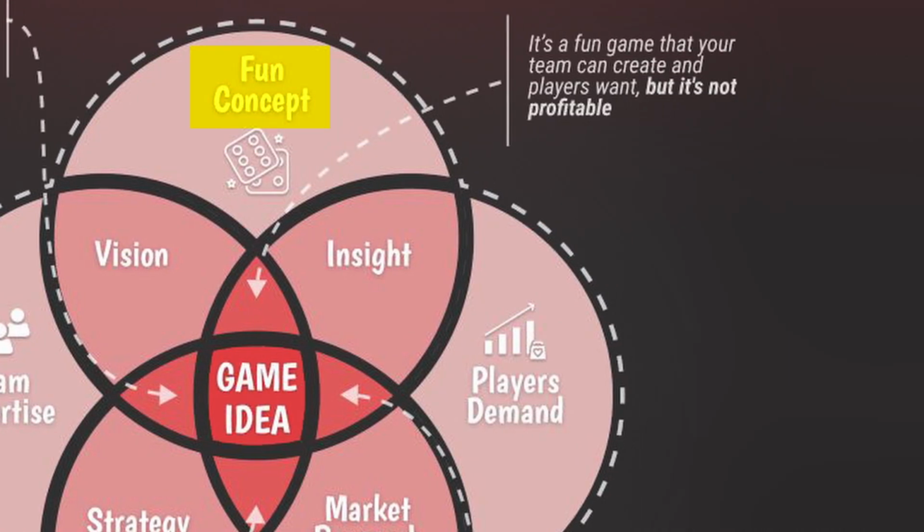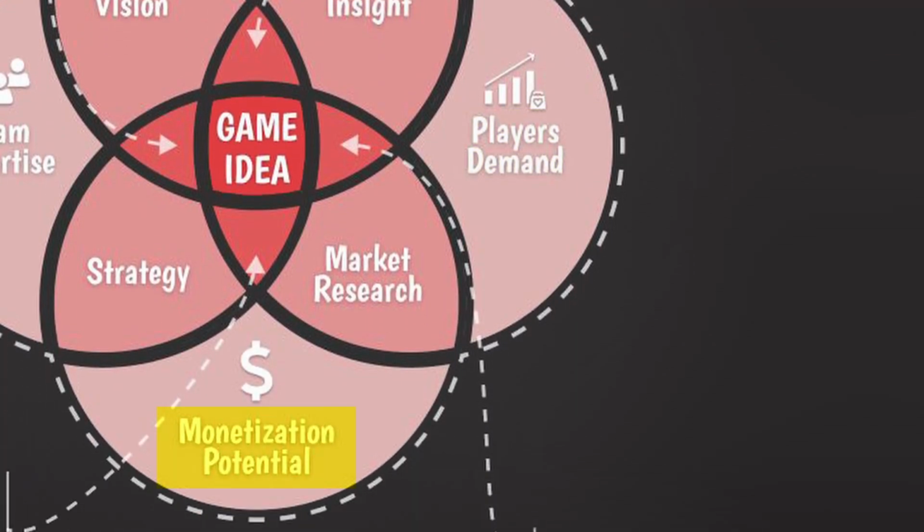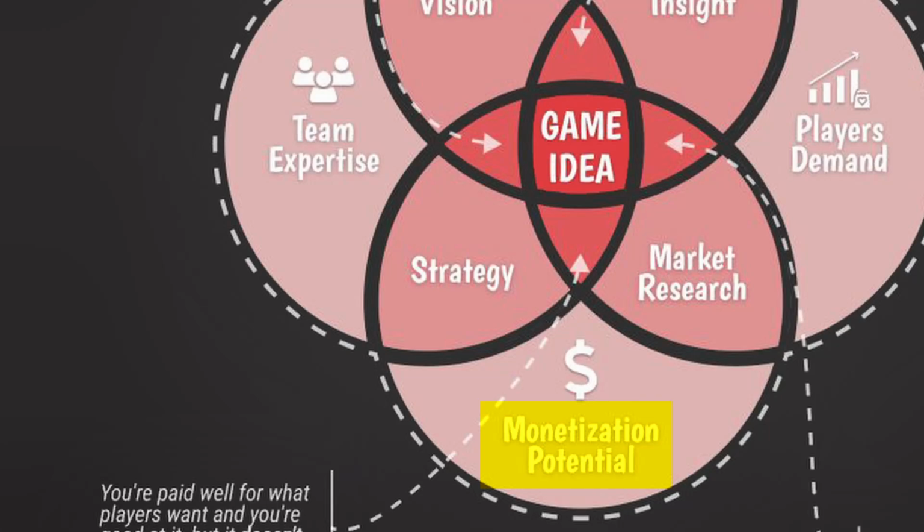A fun concept and a player demand suggests you have some insight. Player demand and monetization potential mean that you have some market strategy. And monetization potential and team expertise means you have a strategy. Now again, I want to stress for the second time, this is some crap I got off of LinkedIn. None of this is scientific, it's just a fun framework to think through your idea and figure out if it's worth the time and effort to proceed moving forward with it.